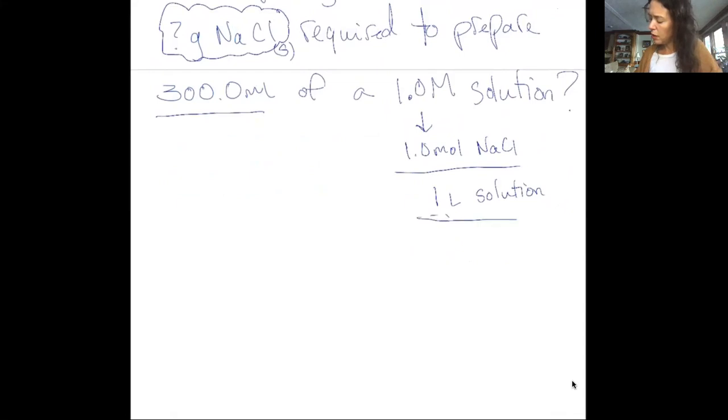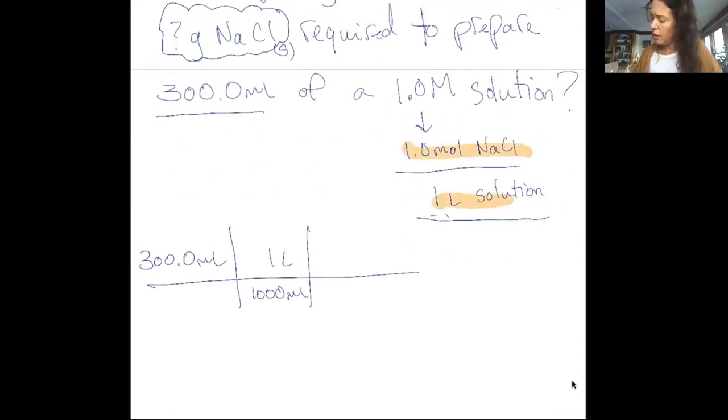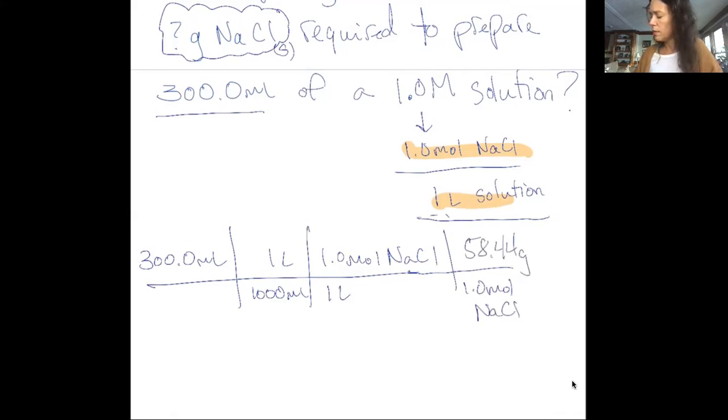I'm going to use my molarity to get the moles, and then I'm going to get the grams. So I'm going to say 300.0 milliliters. There's 1,000 milliliters in every 1 liter. And according to my molarity right here, every 1 liter is 1.0 moles of NaCl, right? And then I can just say that every 1 mole of NaCl is equivalent to 58.44 grams of NaCl.